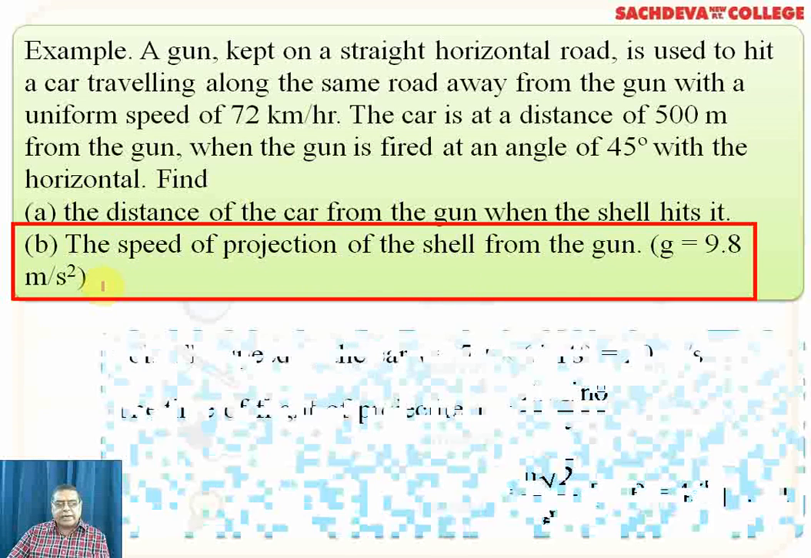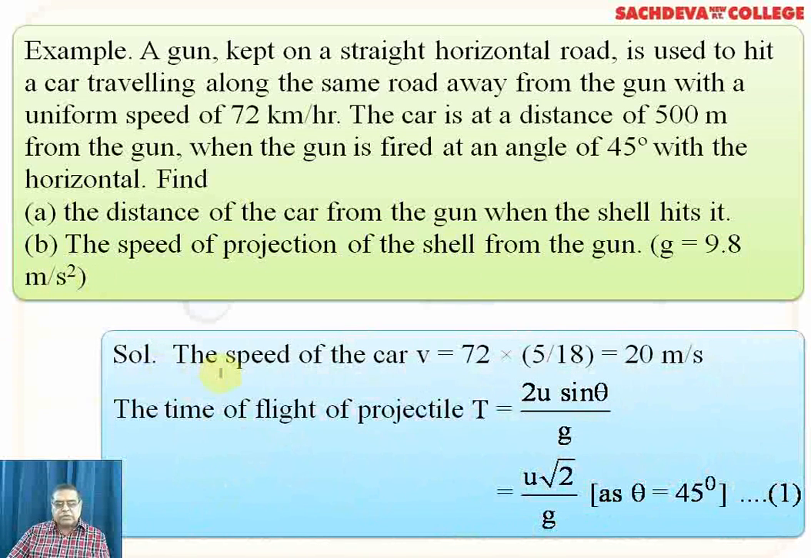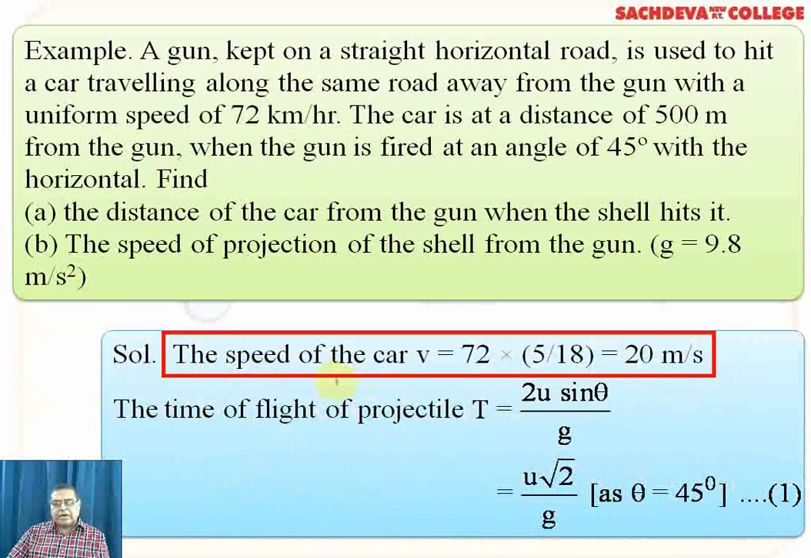Now, in the solution, we will see the speed of the car is 72. We have converted this speed into meters per second by using the multiple 5 over 18. If it is miles per hour, then we use another factor, that is 22 over 15. Otherwise, in meters per second, the kilometers per hour are multiplied by 5 over 18 and our result will become 20 meters per second.